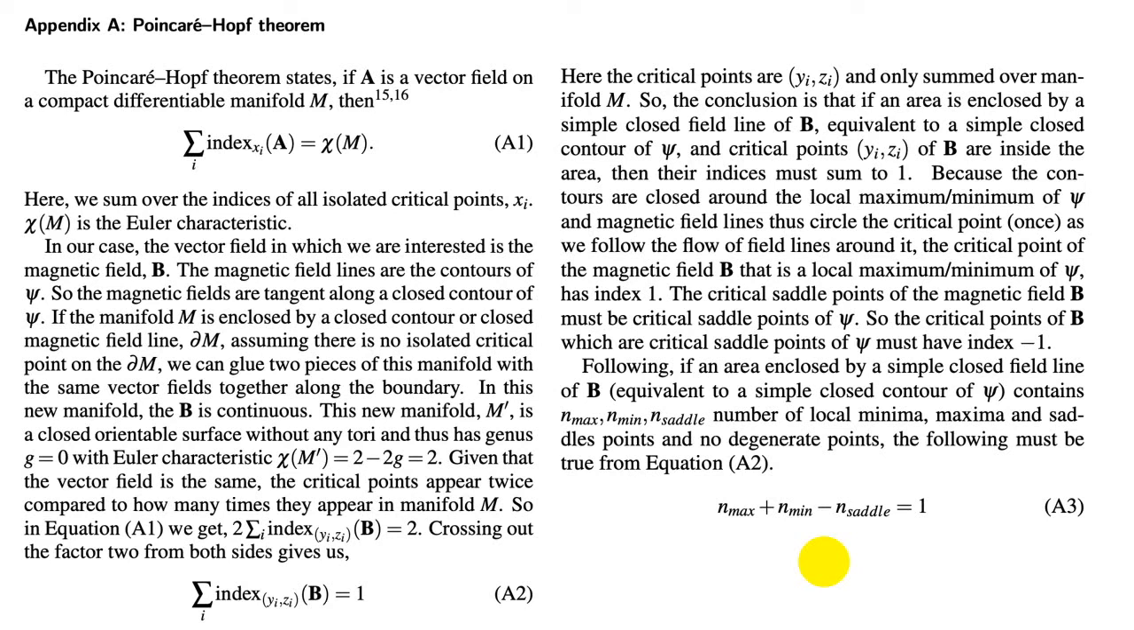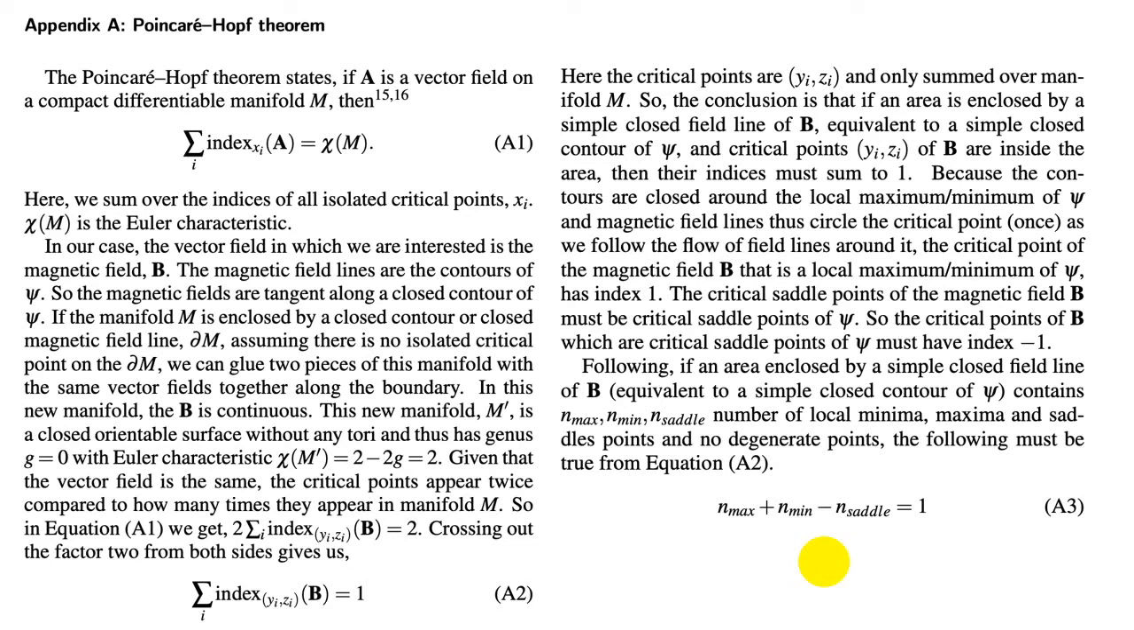I'm running out of time. So this shows that in a flat surface, you have magnetic field lines, and you have this number of maximum critical points here, this number of minimum critical points here, and this number of saddle points inside, so they must fulfill this equation. You can use that to create all these contradictions that will be helpful, right?